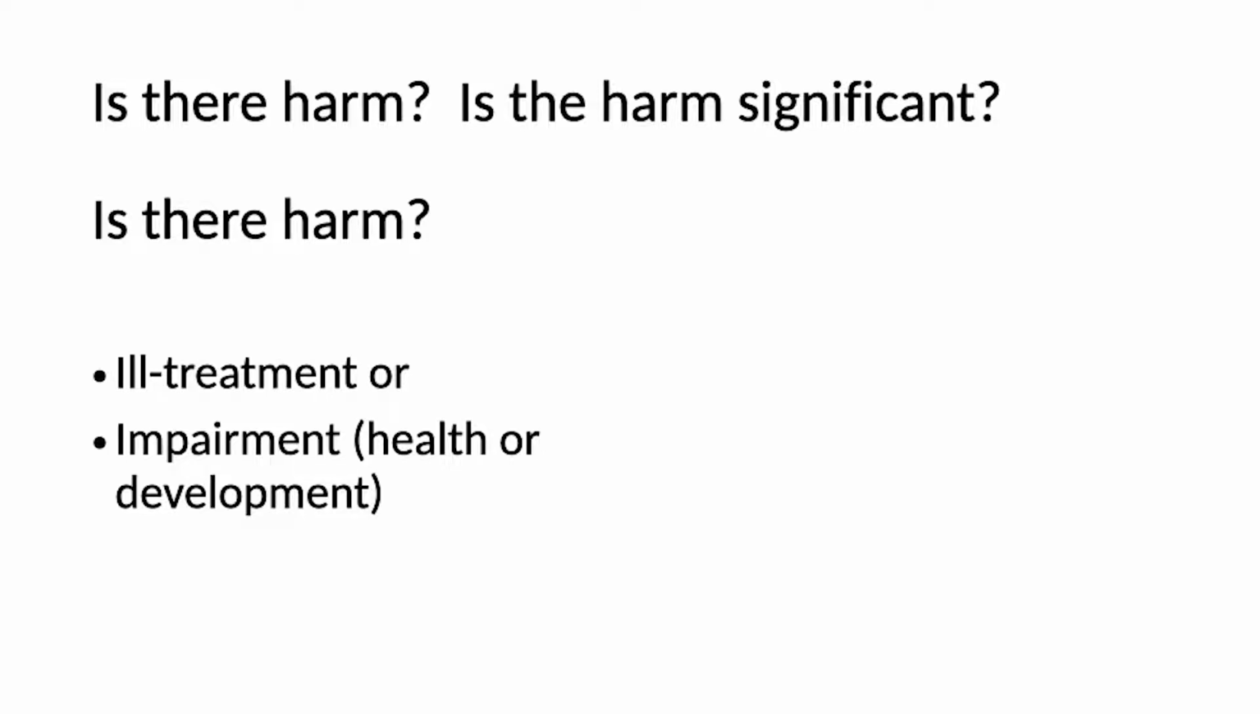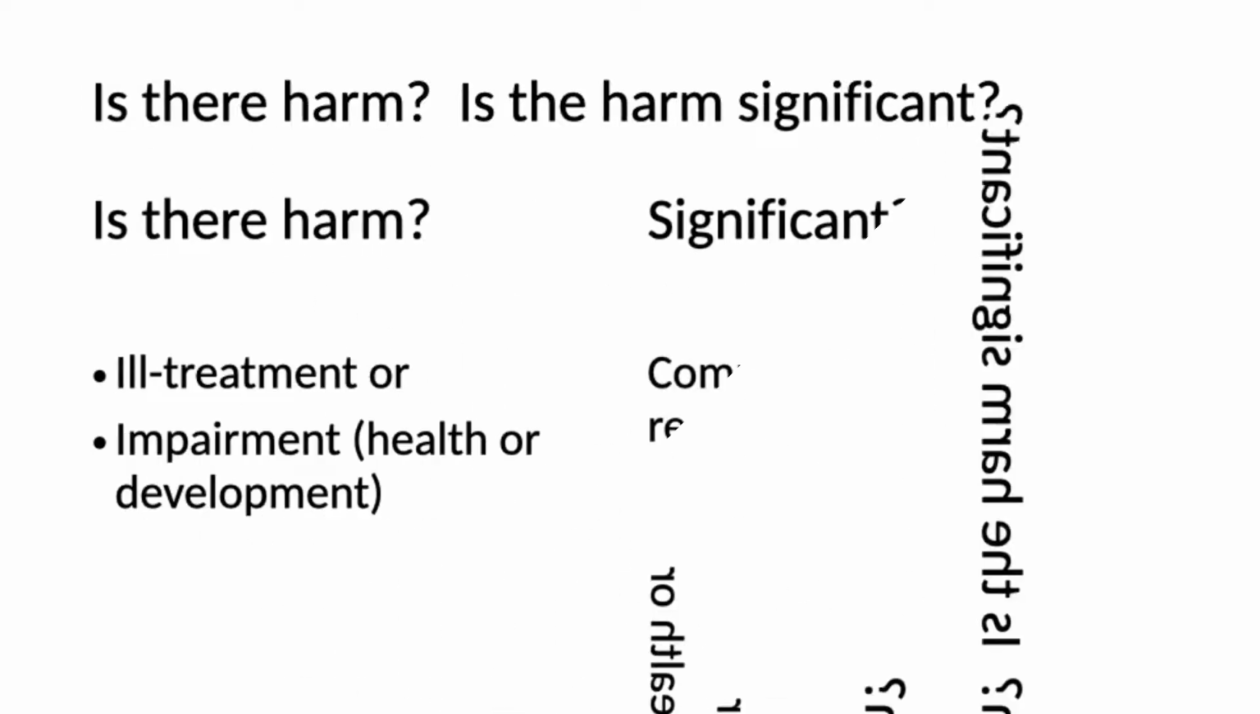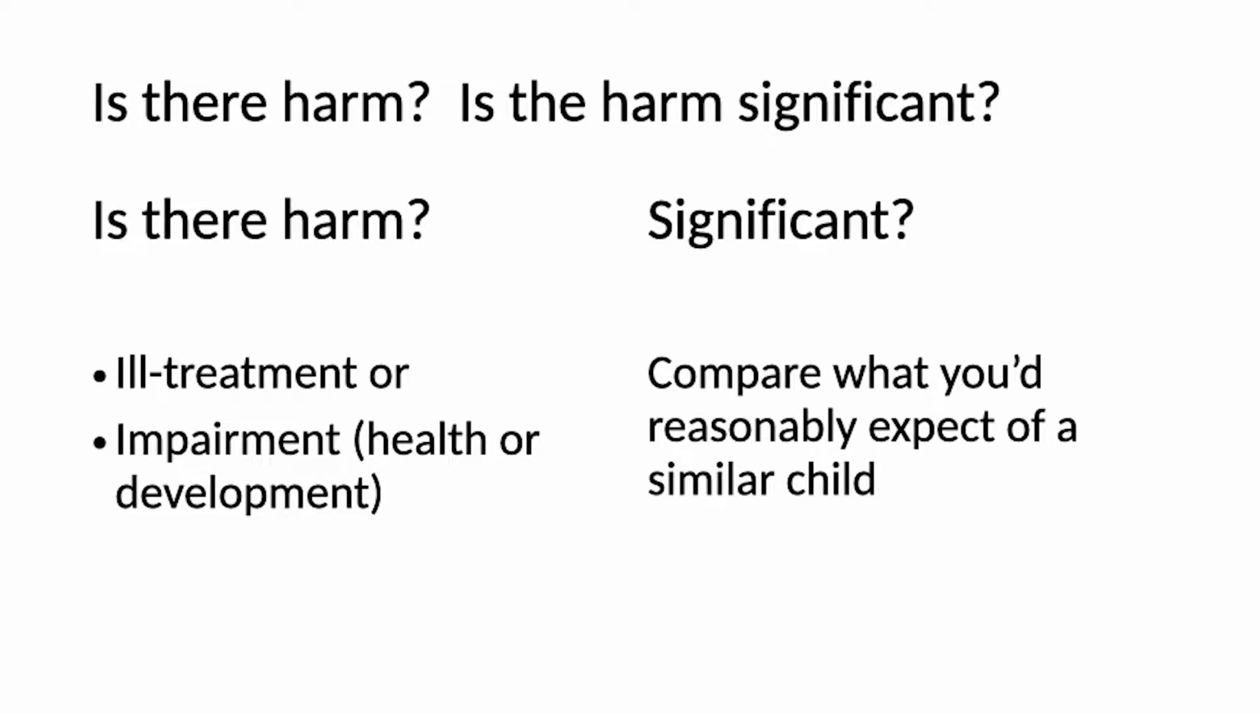In the Children Act, the definition of harm is that a child is suffering ill treatment, which is abuse, or impairment. Impairment means the impact of their needs not being met for their health or development. Impairment can also mean the effect of seeing another person abused. An example would be the emotional impact of seeing or hearing domestic violence. In law, significant is only defined by comparing the child in question with what you'd reasonably expect of a similar child. That isn't very clear, so over time, case law has clarified significant harm.